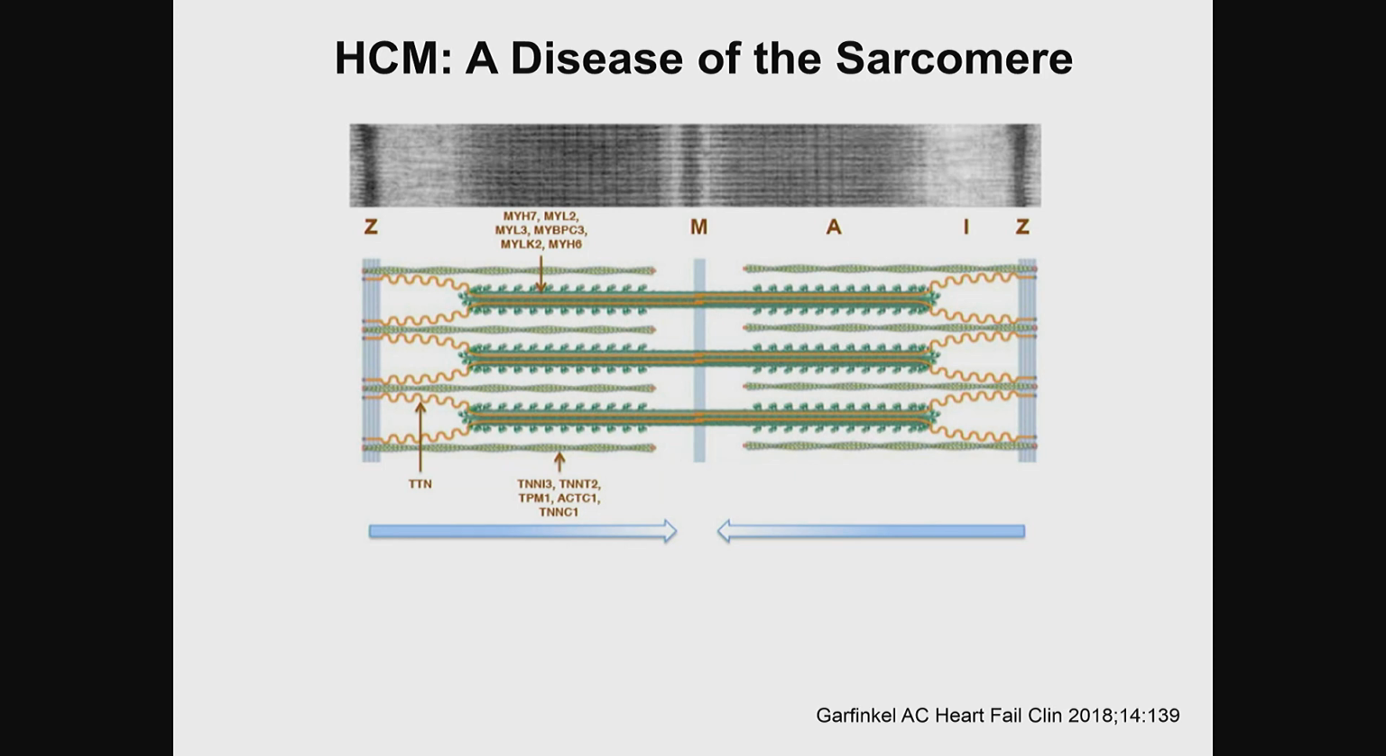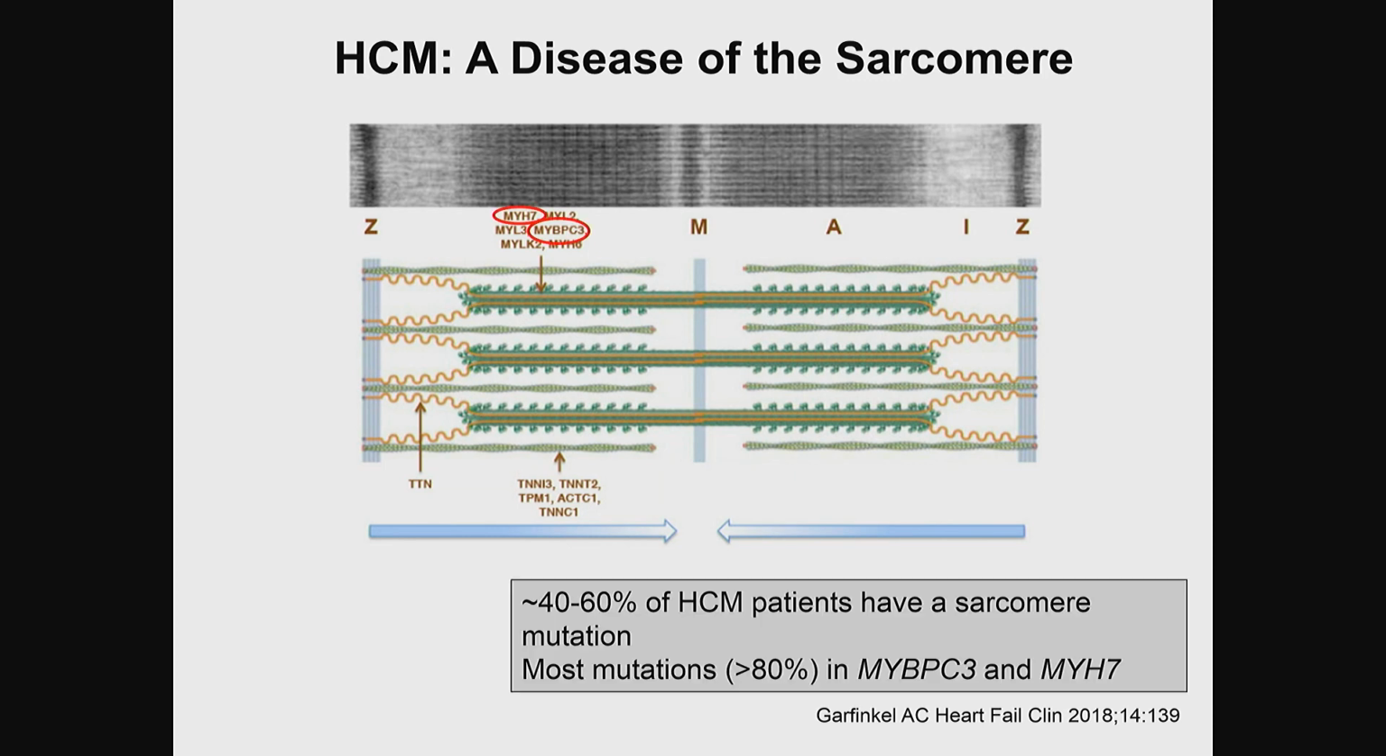contraction. The principal genes encoding thick and thin filament proteins include MYH7, MYL2, MYL3, and MYBPC3 for thick filaments. And for thin filaments, the principal genes are TNNI3, TNNT2, TPM1, and ACTC1. In hypertrophic cardiomyopathy, the vast majority of disease is caused by mutations in the thick filament encoding genes MYBPC3 and MYH7, which encode binding protein C and myosin heavy chain.